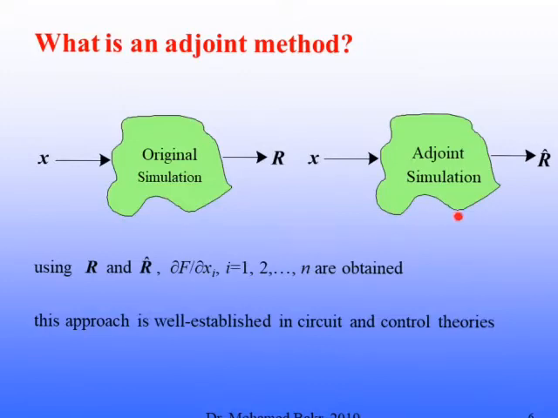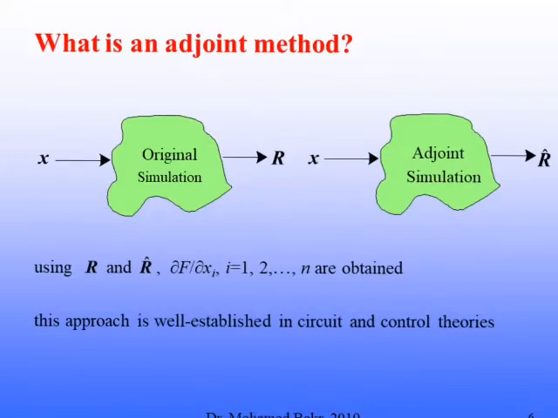So here we needed only one extra simulation, and so the extra cost that we have here is 1, not really n. You do only one adjoint simulation, which has the same cost as the original simulation. And so this reduces the cost of obtaining the gradient, which is partial f partial xi for all i, where xi are our parameters, from n to 1. You reduce the cost from n to 1.